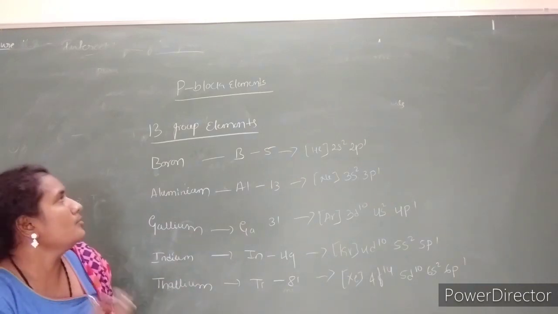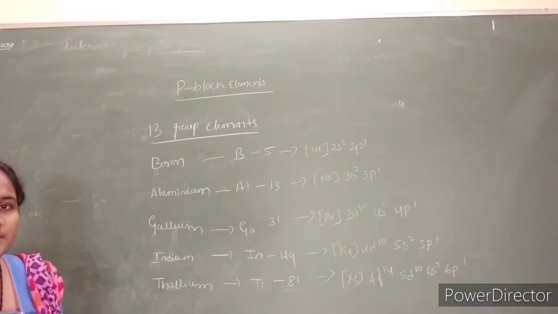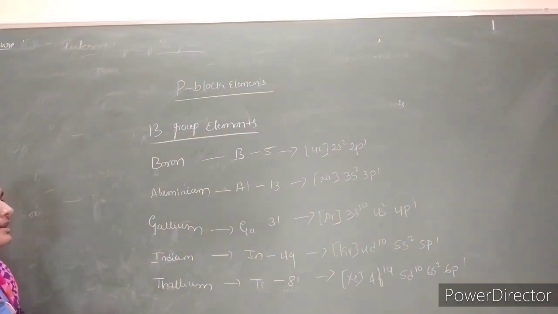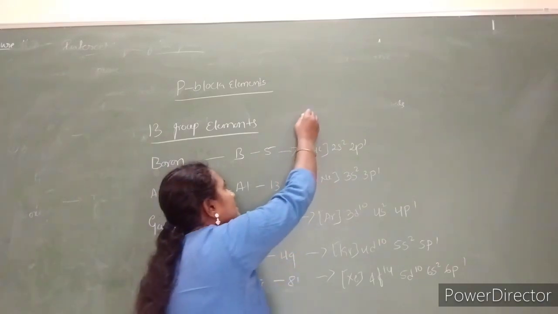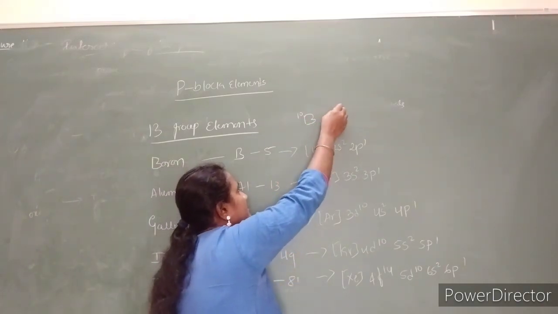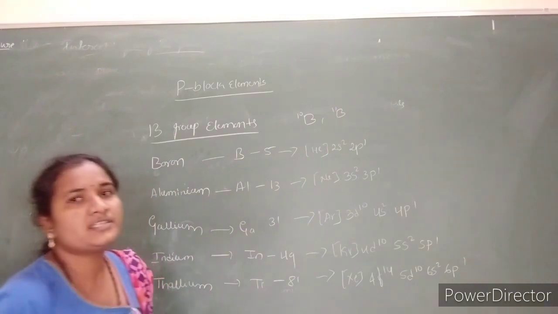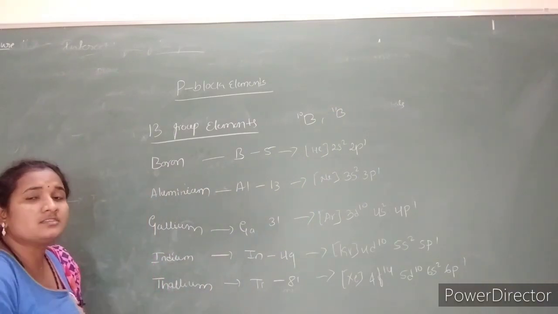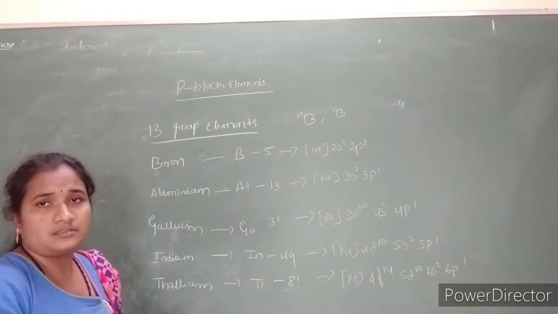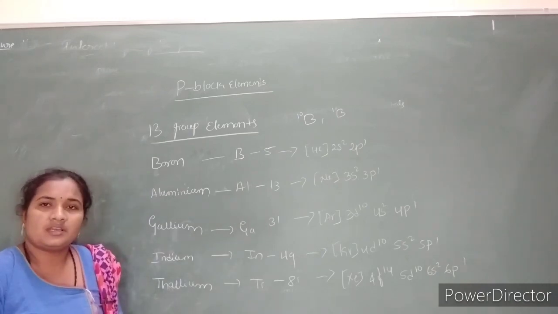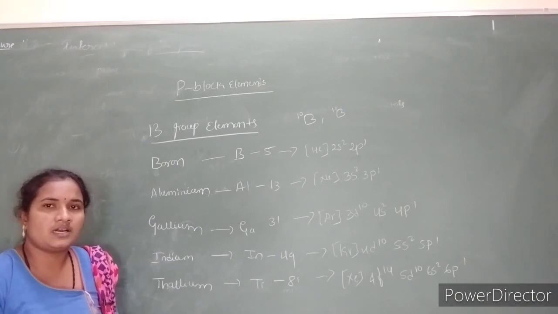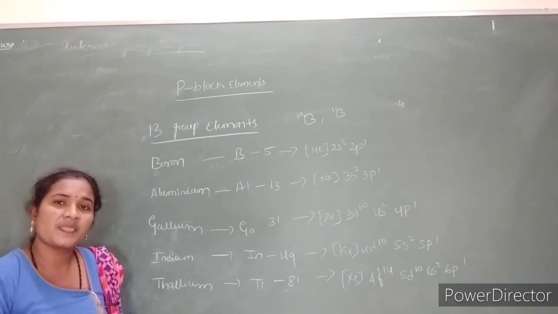So boron is found in the form of borax as well as orthoboric acid and also kernite, and the isotopes of boron are B10 and B11. So these are the two isotopes of boron, and the most abundant element in the group 13 elements is aluminium. Aluminium is the most abundant metal found in the earth's crust, next to oxygen as well as silicon.